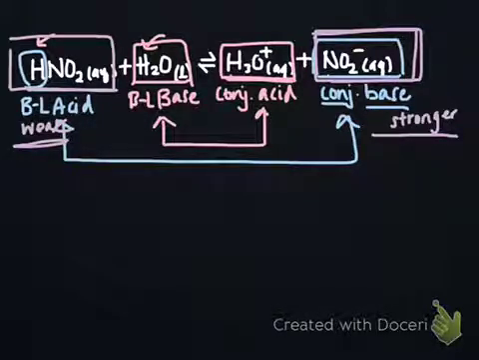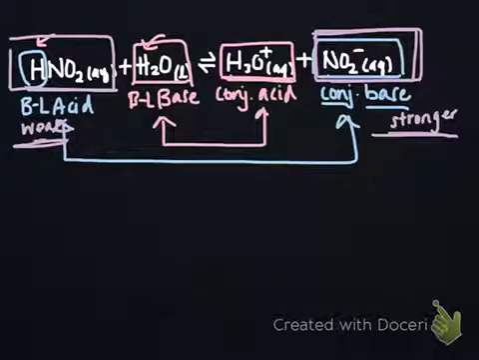Now this becomes really important later when we get into more equilibrium problems and ICE tables with Bronsted-Lowry acids and bases. So keep this in mind for now, okay? The strength of my initial acid, if it's weak, it will form a strong conjugate, and vice versa.